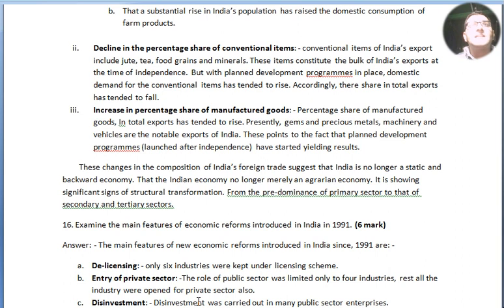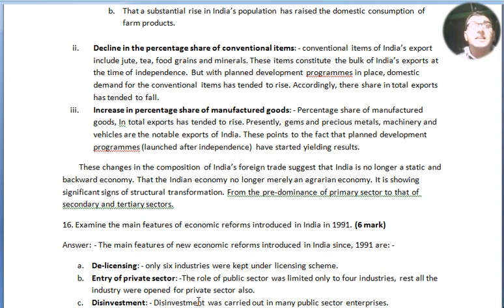Point number 2, decline in the percentage share of conventional items. Conventional items of India's export include jute, tea, food grains and minerals. These items constituted the bulk of India's export at the time of independence, but with planned development programs in place, domestic demand for the conventional items has tended to rise. Accordingly, their share in total exports has tended to fall.